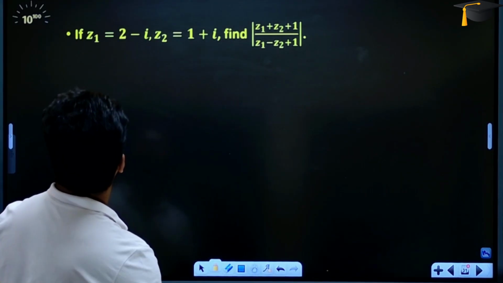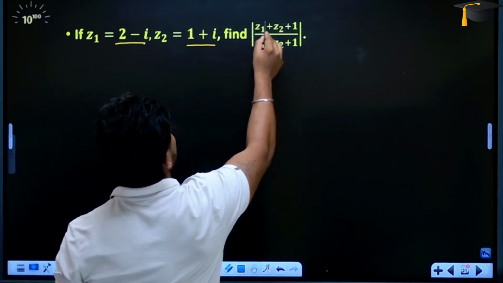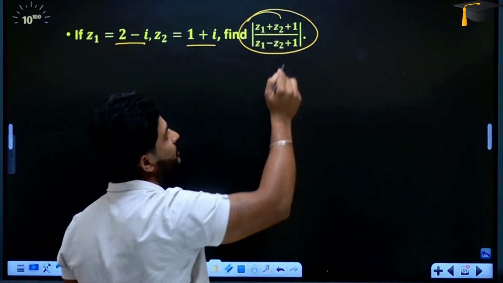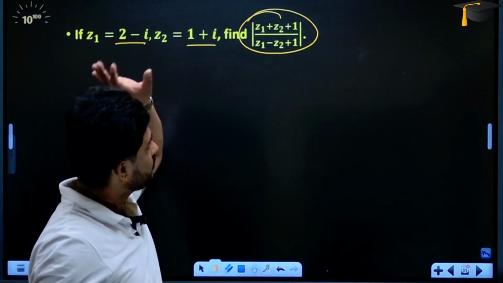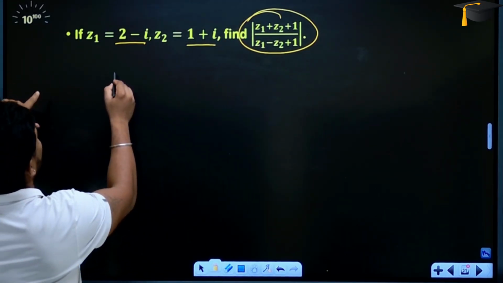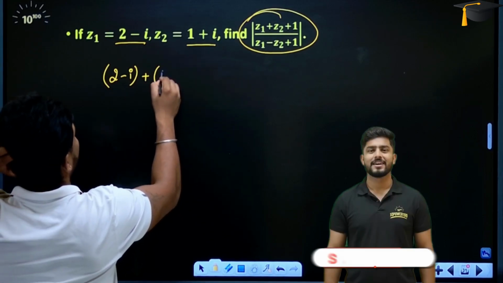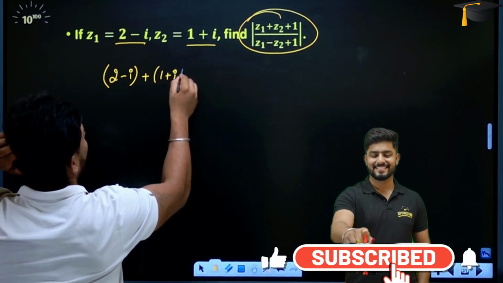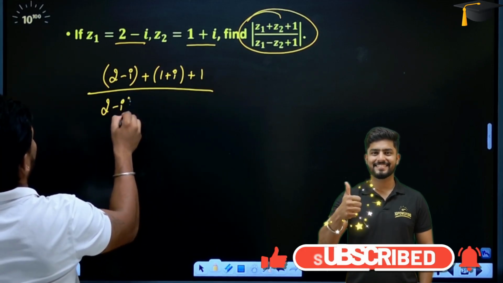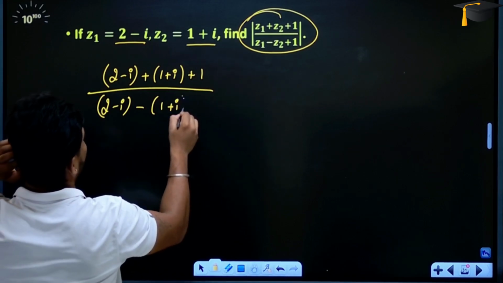So z1 is equal to 2 minus i, z2 is equal to 1 plus i, then find, it's actually modulus, okay, the modulus of z1 plus z2 plus 1 divided by z1 minus z2 plus 1. Okay, first let's solve that ratio. So z1 is 2 minus i, plus z2 which is 1 plus i, plus 1, whole divided by 2 minus i minus 1 plus i plus 1.